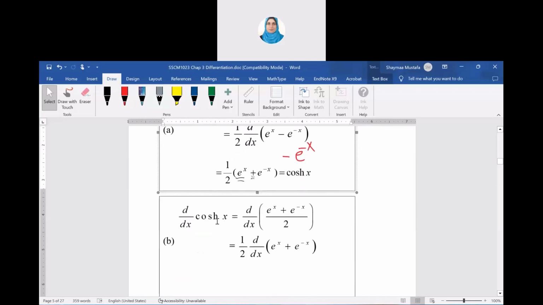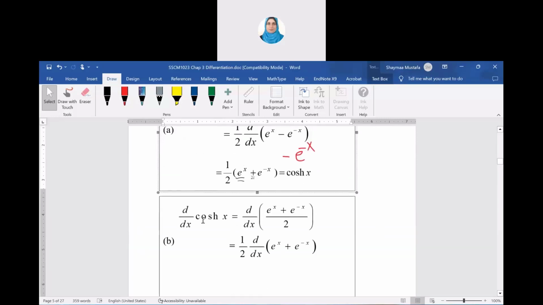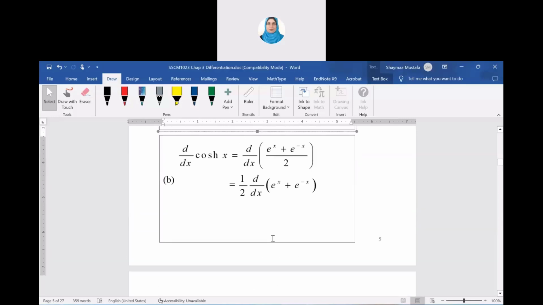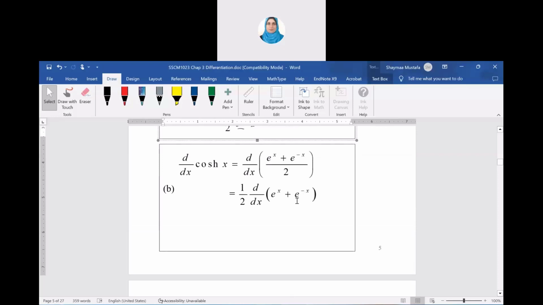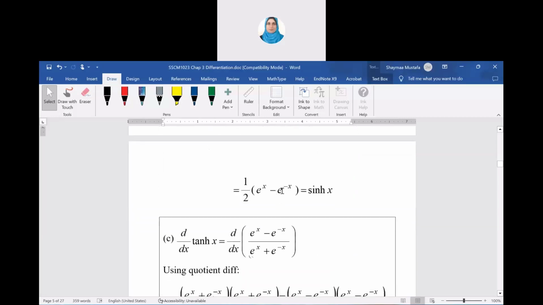Same for cosh. The derivative for cosh will be equal to sinh. Because here, the derivative for cosh is e^x, this is the definition of cosh x. So 1 over 2 as a constant, we keep the constant. The derivative for e^x plus e^(-x): the derivative for e^x is the same, e^x. The derivative for e^(-x), which we just calculated, is equal to minus e^(-x). So (e^x minus e^(-x)) over 2, this is the definition of sinh x.